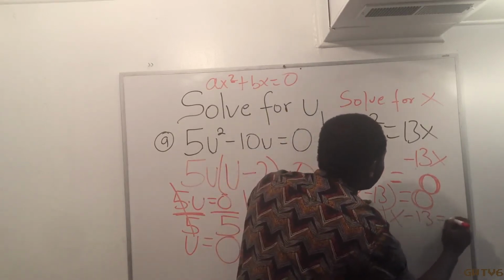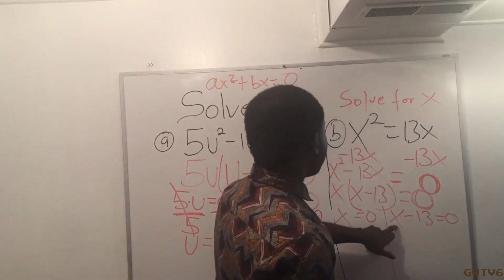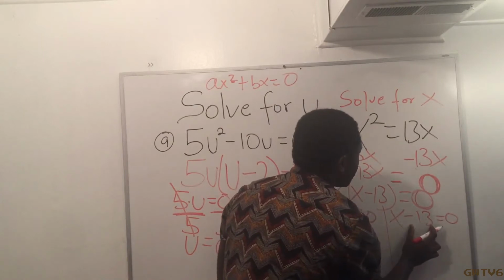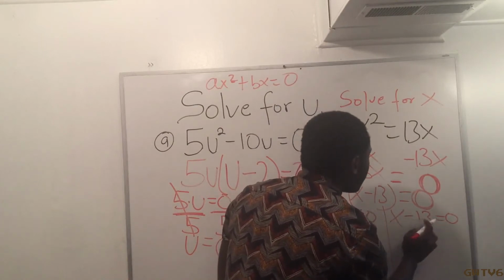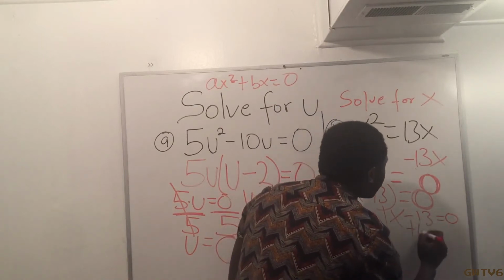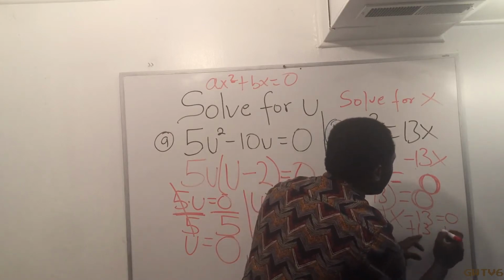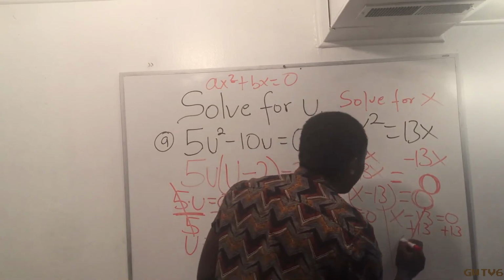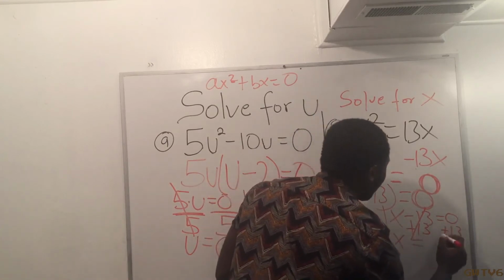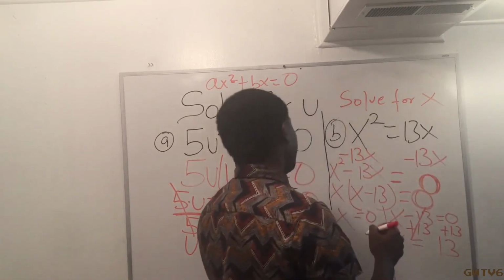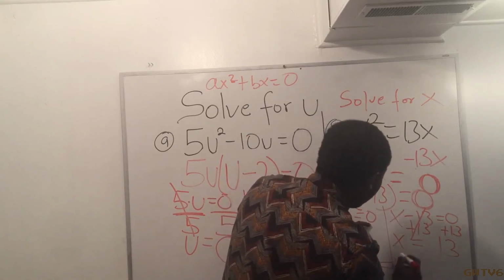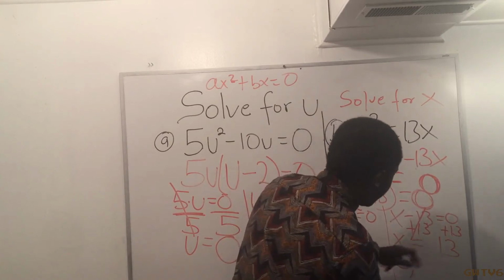And then here, I have my x minus 13 equals 0. To get the x, which I'm being asked to solve for, I have to get rid of this 13 by doing the opposite. It's a negative 13, right? So I'm going to add 13. What do I do on this side? I'm going to do the same thing right here. So this cancels out. Now I have x equals 13. So the final answer will be x equals what? 0 and 13.